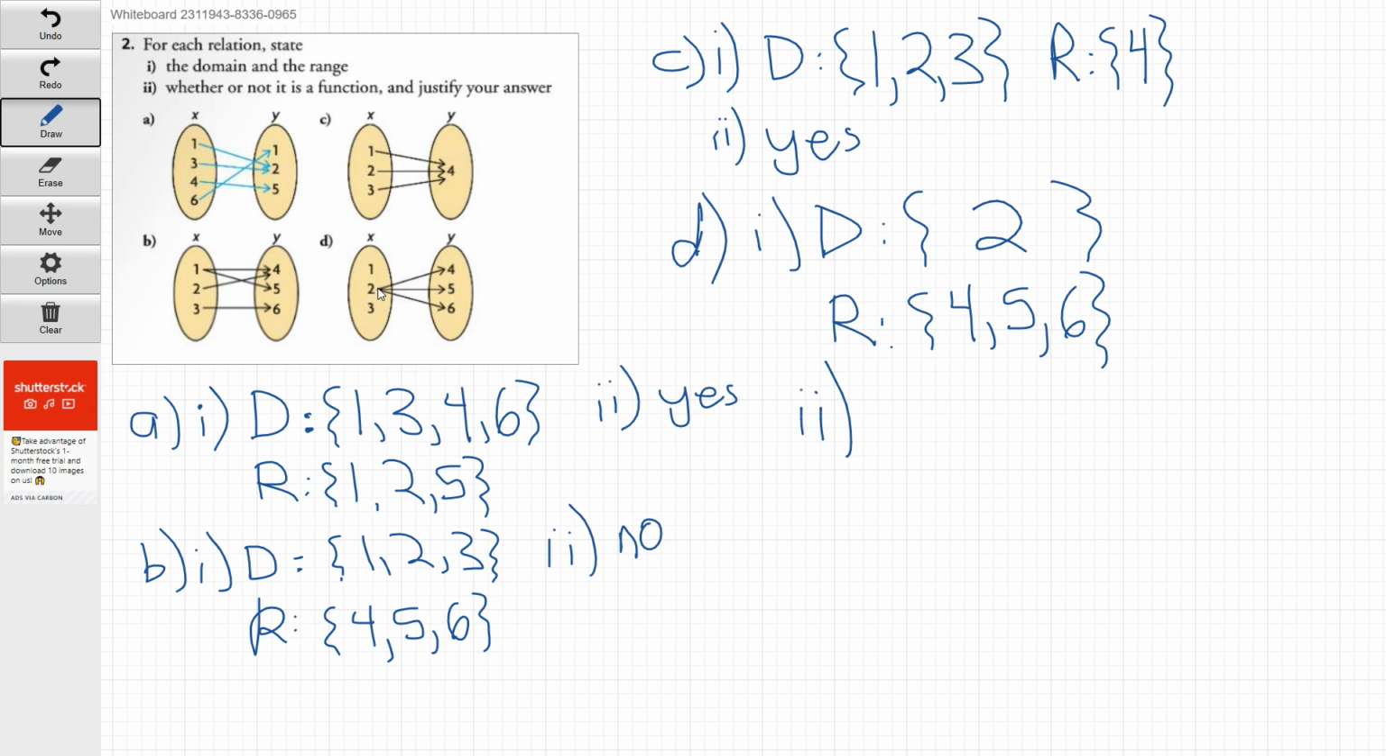Then in this case, is it a function? Well, it won't be because we have one input pointing to multiple outputs. So that violates our definition of a function. So we'll say no, this is not a function.